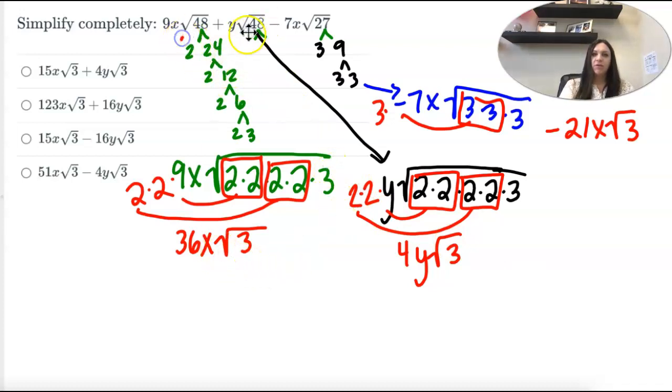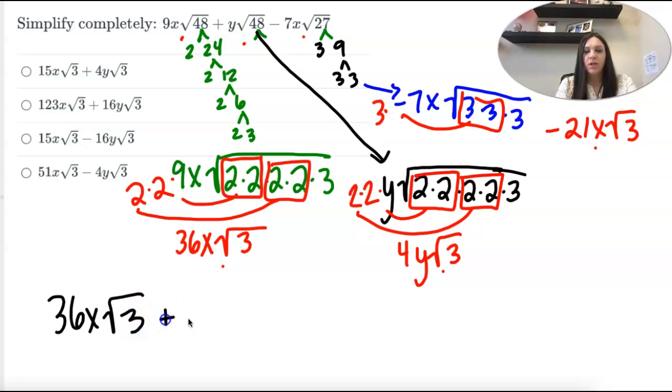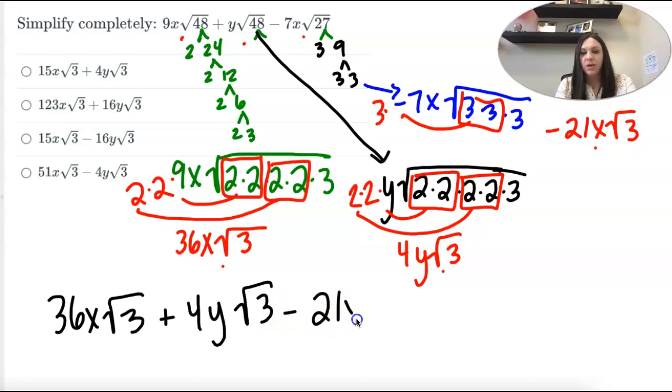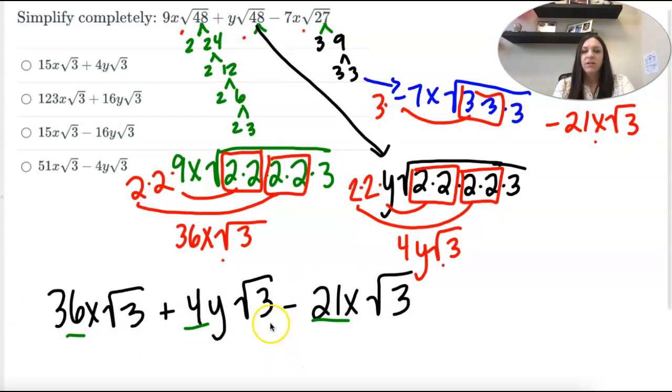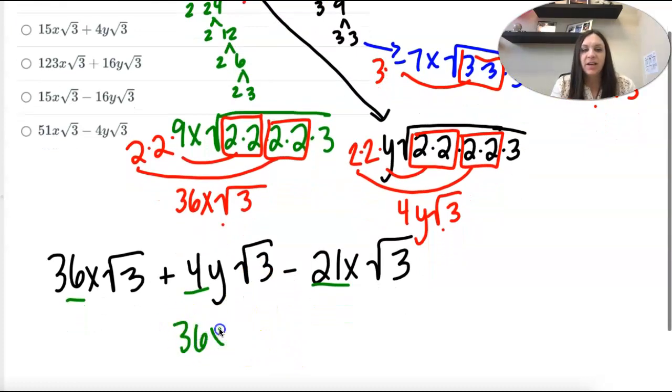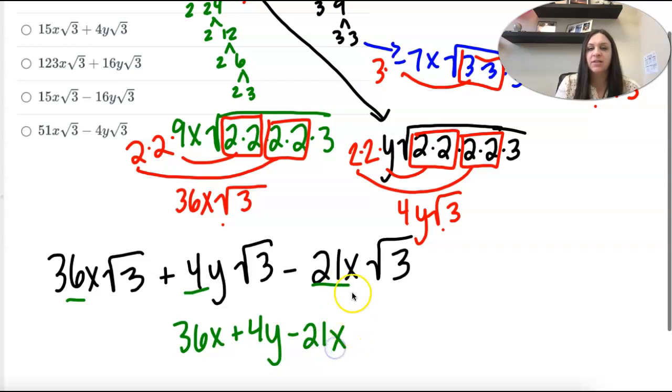So what we did was we rewrote all 3 of these, and now they all have square root of 3's in them. So now I have 36x square root of 3 plus 4y square root of 3 minus 21x square root of 3. So when we add and subtract, we only add and subtract the outside. So I have 36x plus 4y minus 21x, and then the square root of 3 we just write once.